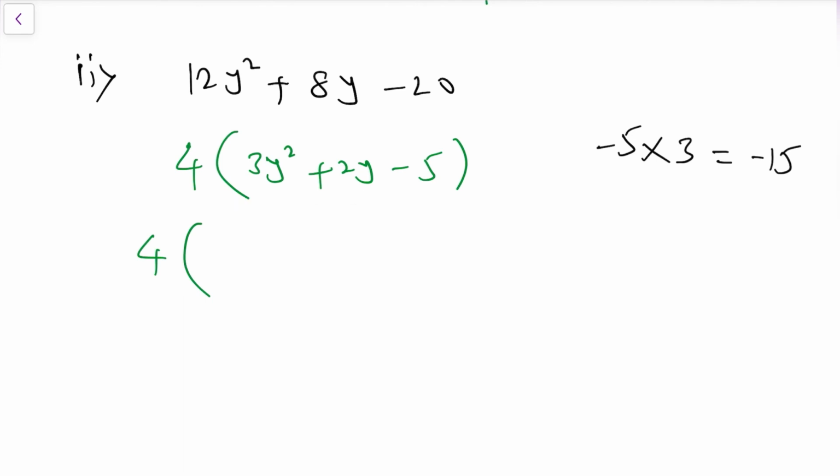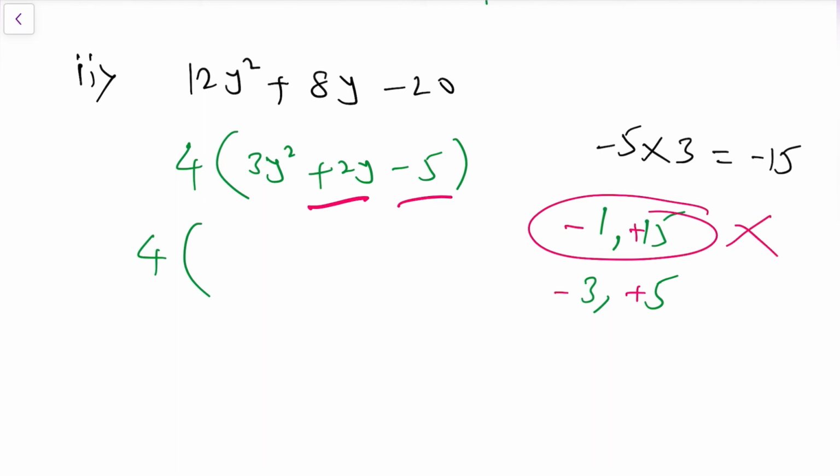Now 15 will come in which tables? We need to write all those: 1 15s are, 3 5s are, 5 3s are, 15 1s are. Here the middle number is positive and the last number is negative, so the bigger number should be positive. Minus 1 plus 15 is 14, which is not correct. Minus 3 plus 5 is 2, so 2 is the middle number. So the second pair is the correct pair.